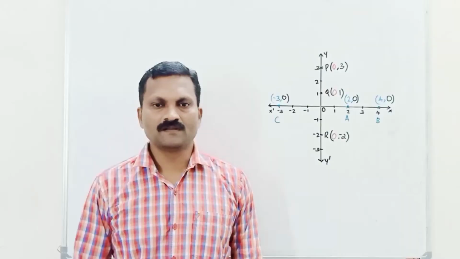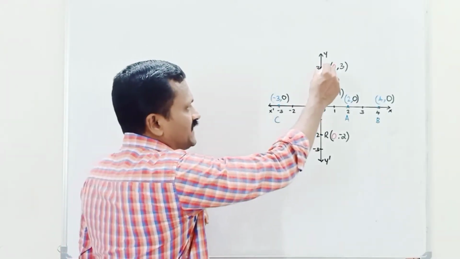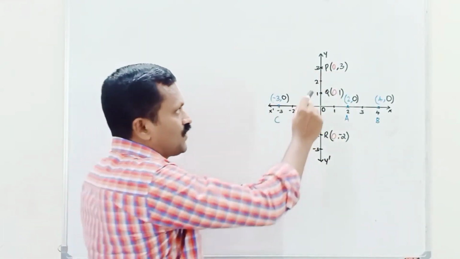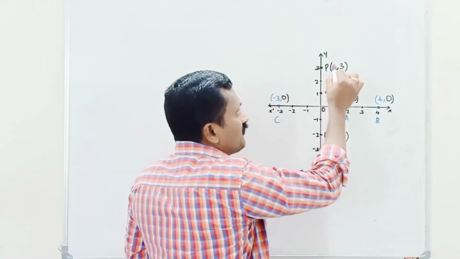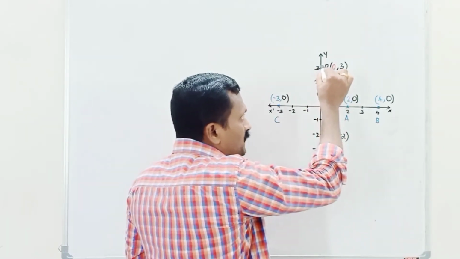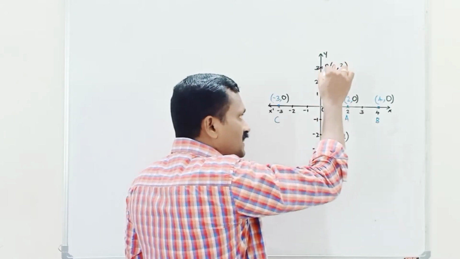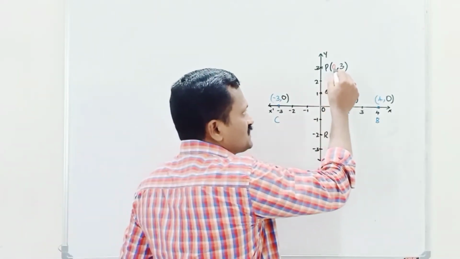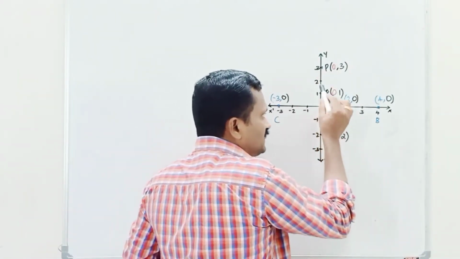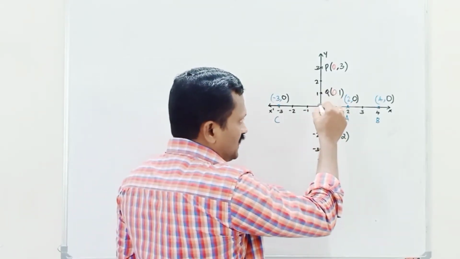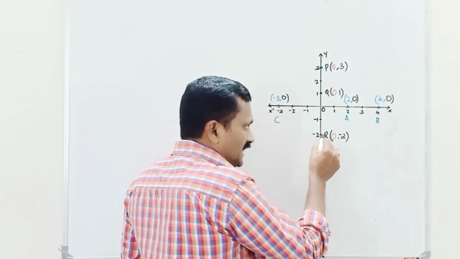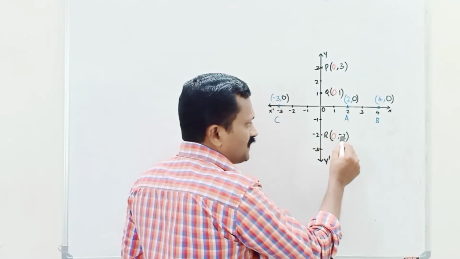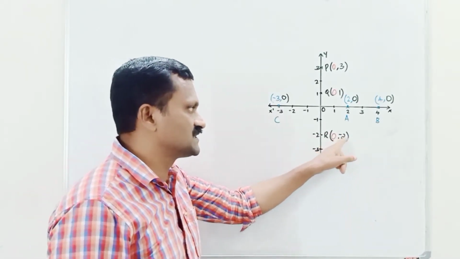Yes. Next we take the points on the y-axis. First we take the point P on the y-axis. It is at 3 on the y-axis. What is its x-coordinate? Draw a perpendicular to the x-axis. It meets the x-axis at the origin. So its x-coordinate is 0 and its y-coordinate is 3. If we take the point Q, its x-coordinate is 0 and y-coordinate is 1. And the point R is also on the y-axis. The x-coordinate is 0 and the y-coordinate is minus 2. Then R is (0, -2).